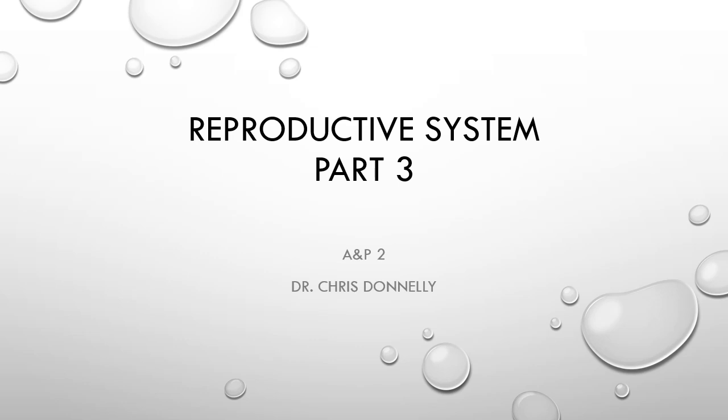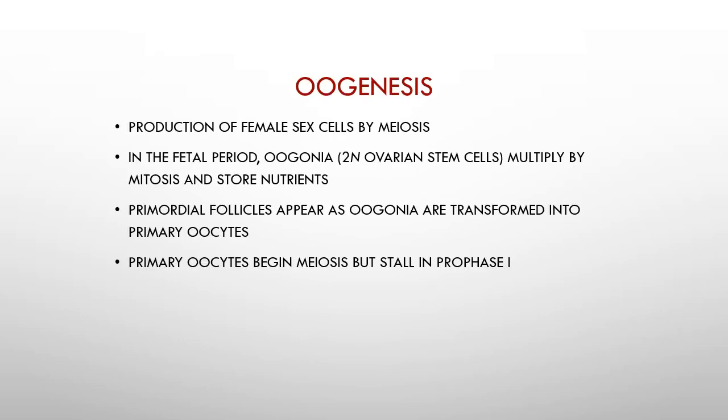We're going to continue on with some of the female reproductive physiology here. So we'll come back to oogenesis here in the fourth video as well. The process of creating oocytes is oogenesis, and the female cycle is going to produce one matured oocyte per cycle. This process begins in the fetal period, unlike that of the male.